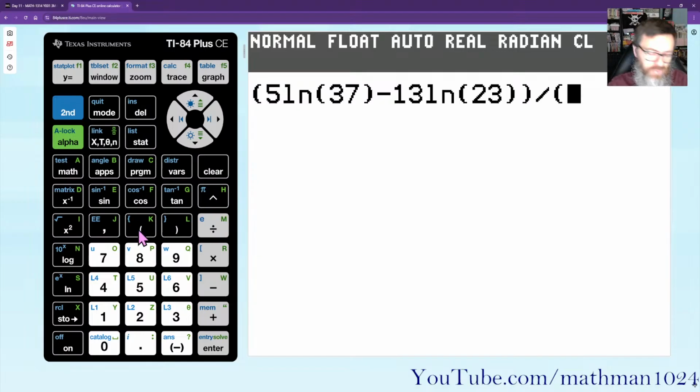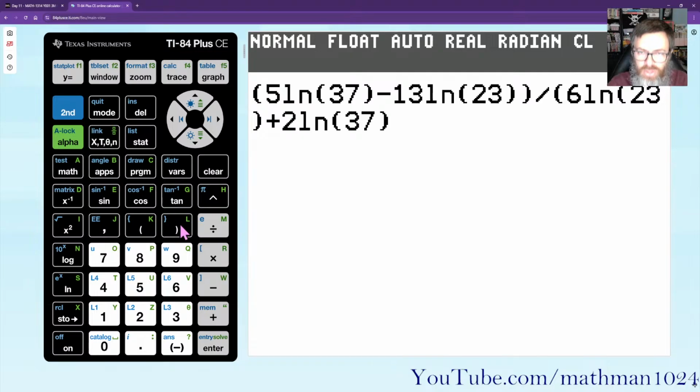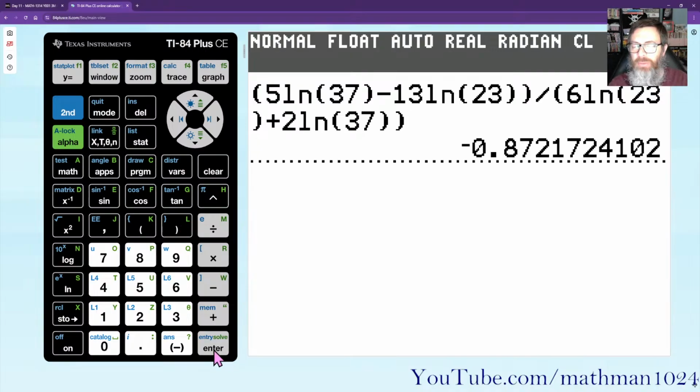Open up big parentheses for your denominator. 6 natural log of 23, close parentheses, plus 2 natural log of 37. Close the parentheses for the natural log, close the parentheses for your denominator. And let's see what we get. Okay. Seems fair enough, I guess. It's really hard to look at this and say, oh, well, of course, that's what the answer is. I was able to do the decimal work in my head. No, probably not able to do that.